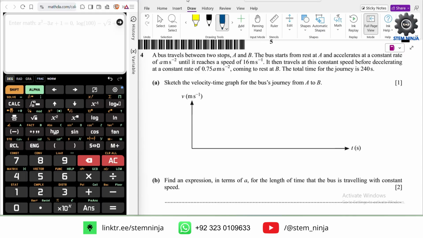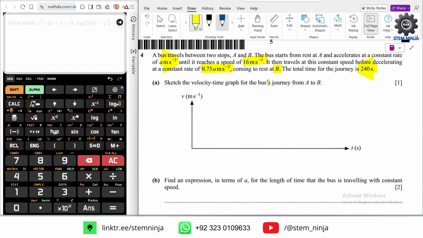Question number 4. A bus travels between two stops A and B. The bus starts from rest at A and accelerates at a constant rate of a meters per second squared until it reaches a speed of 16 meters per second. It then travels at this constant speed before decelerating at a constant rate of 0.75a. Okay, so a and 0.75a. Coming to rest at B, the total time for the journey is 240 seconds.